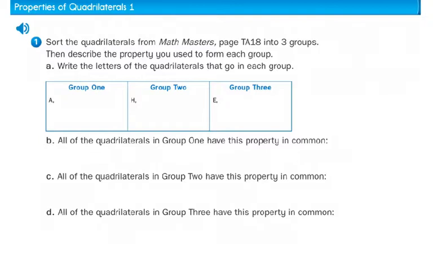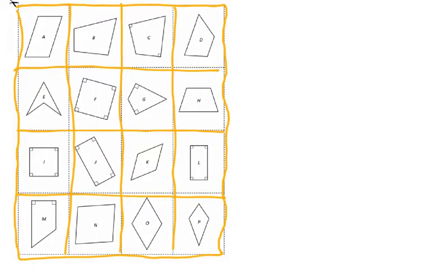Once you have those shapes cut apart, you're going to open to journal page 59. This video will take us a little bit longer, so we may not have meetings, we'll see, but go ahead and take the time to do this. On the top of this page, it says properties of quadrilaterals. These are all 4-sided shapes. Number 1 says sort the quadrilaterals from Math Master page TA 18. That is the one that you just cut apart right here.